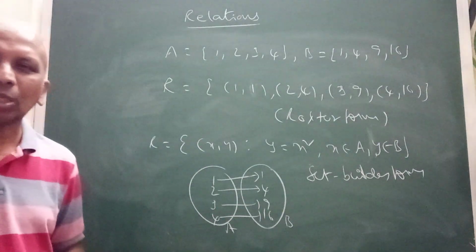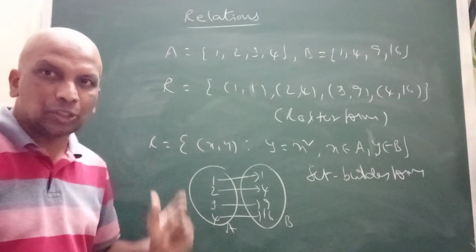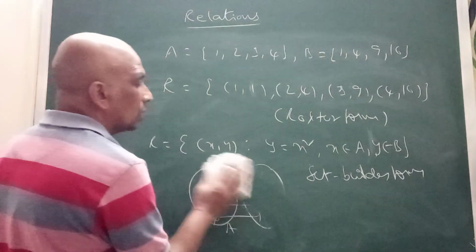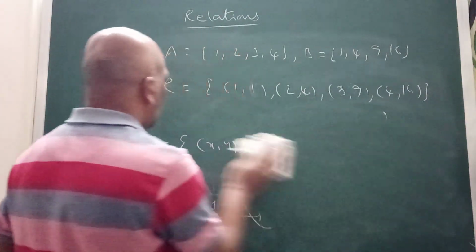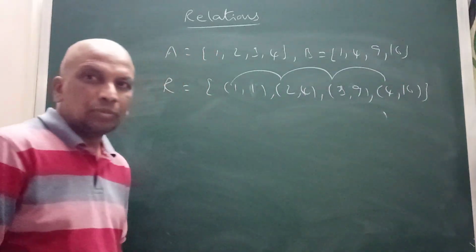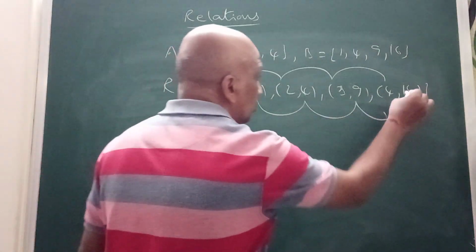Now I am going to discuss domain, range and codomain. If we take any relation, the set of first elements is known as domain. So the set of first elements 1, 2, 3, 4 is known as domain. The set of second elements is known as range.